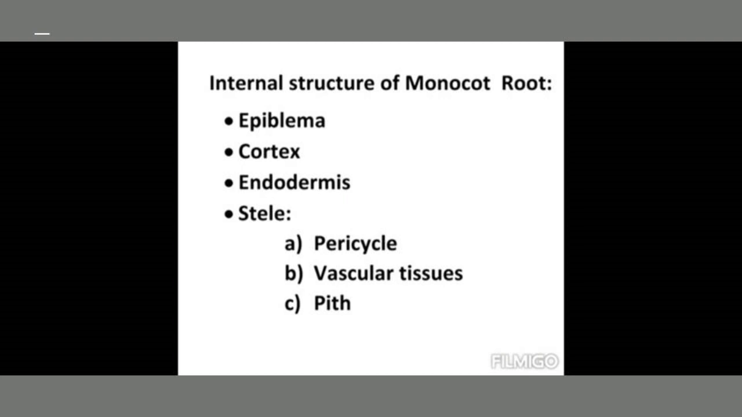Pericycle is a thin layer of single-layered cells, and lateral roots originate from this layer. Second one is the vascular tissue. It consists of many patches of xylem and phloem. The xylem is exarch and polyarch, and the conjunctive tissue is made up of sclerenchyma. The last one is pith. Pith is present in the center and is made up of parenchyma cells with intercellular spaces. It contains an abundant amount of starch grains and stores water.